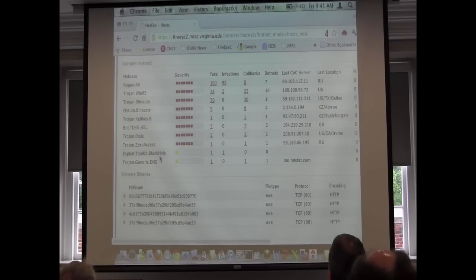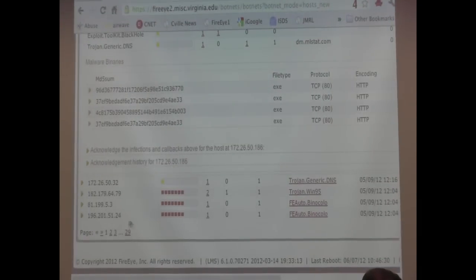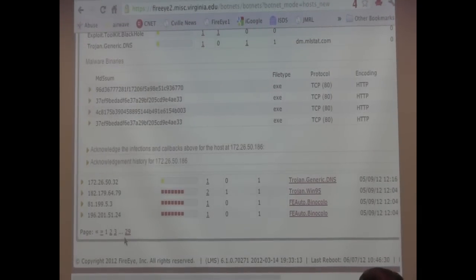Now, if we wanted to, and I've done this, we can go through and actually download the malware binaries that were loaded on that machine. We can physically take that virus or that piece of malware and look at it if we want to do that too. Down here at the bottom, you'll see that there are 29 pages. About 25 of those pages were infections from this one machine. Okay? We were trucking along, maybe a couple of two, three infections a day in the dorms. All of a sudden, this kid got infected, and bam, 30 pages of infections overnight.